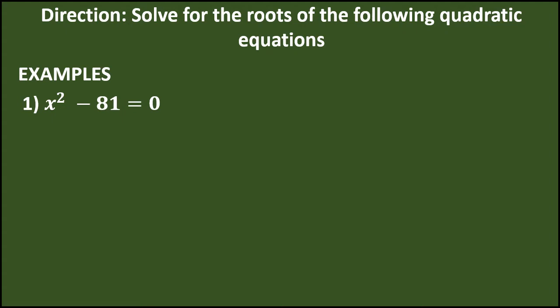First thing that we need to do is to place negative 81 on the right side of the equation using the additive inverse of negative 81, which is positive 81.